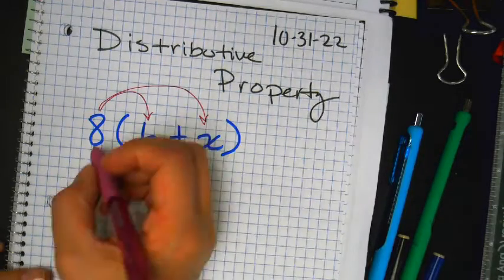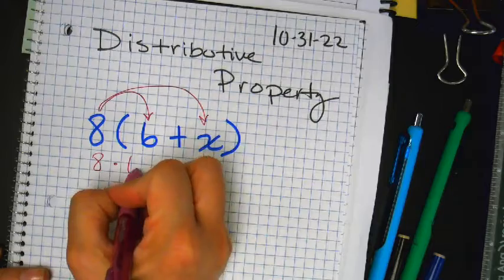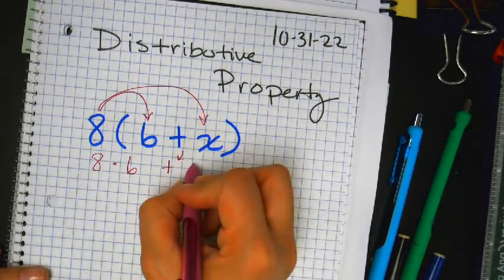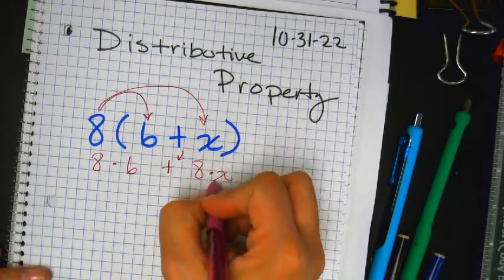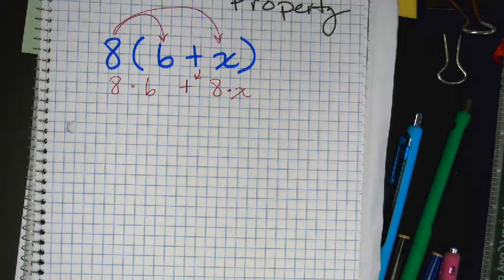All right. So 8 times your first trick-or-treater, 6, 48, plus 8 times your second trick-or-treater, which is an x. X is anything, right? X could be any number in the universe.